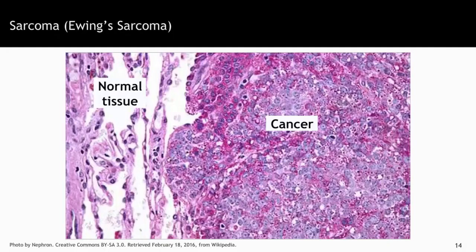This is even clearer in this example of sarcoma, which in this particular case is a Ewing sarcoma. On the left, you see normal connective tissue with lots of space between the cells. And on the right, you see how the cancer is just uncontrolled growth, a proliferation of cells. You can see big nuclei there, the cells that don't look normal. There's just a huge difference that is very obvious between the left and the right-hand side of the slides.